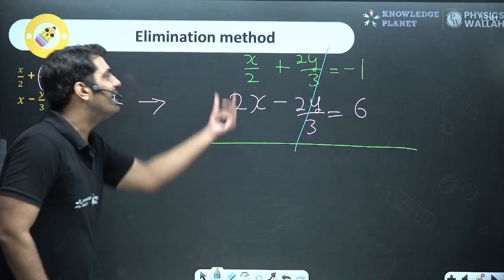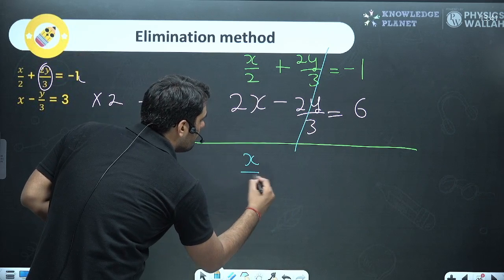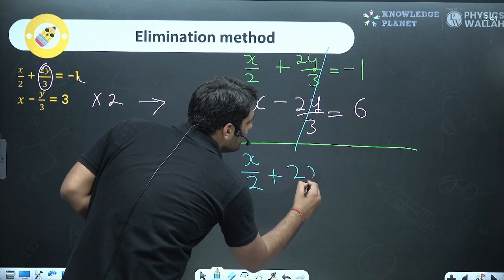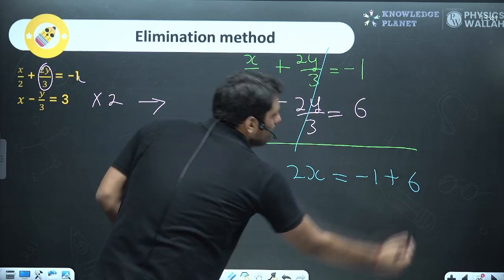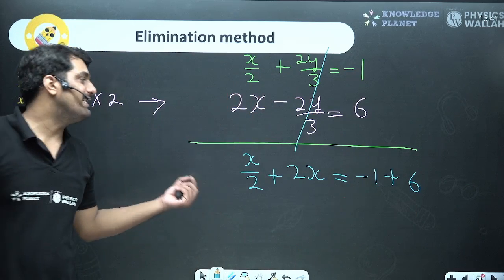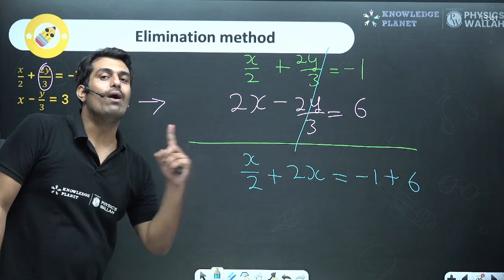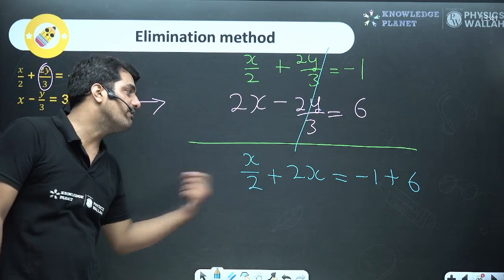We need to add these two now. x by 2 plus 2x equals, on this side we need to add minus 1 plus 6. We have converted the two equations into a simple equation in one variable. Now from here you can find out the value of x.